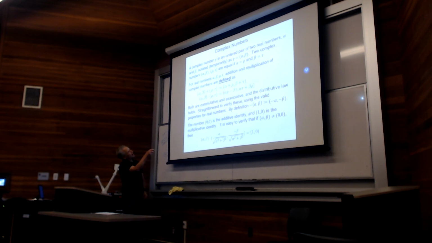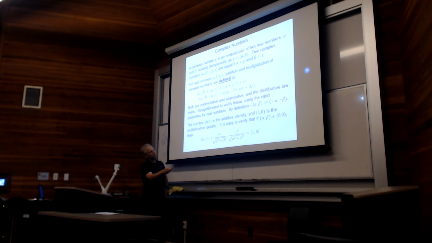And 1, 0 is the multiplicative identity. If I multiply alpha beta times 1, 0, I'm going to get alpha times 1 minus beta times 0. That's still going to give me alpha. And then I'm going to get alpha times 0 plus beta times 1. I'm still going to get back beta. So 1, 0 is the multiplicative identity.